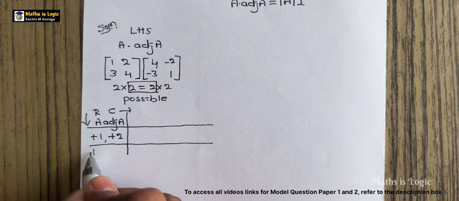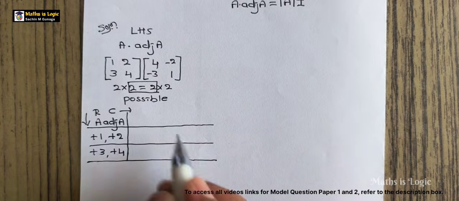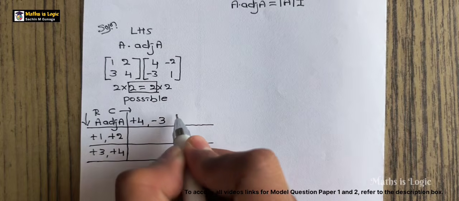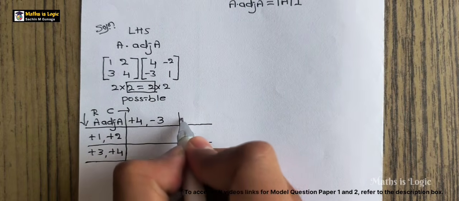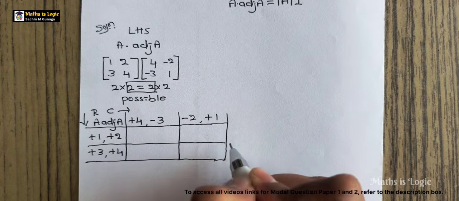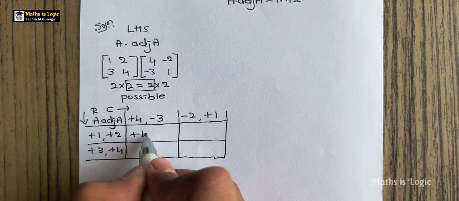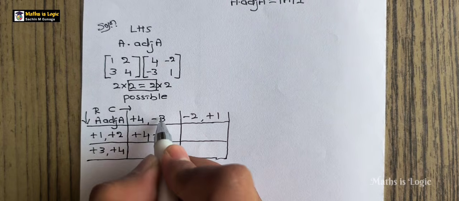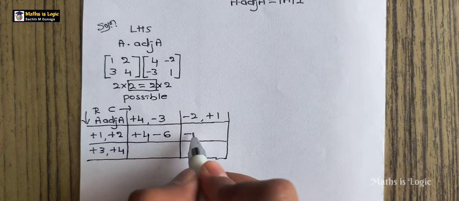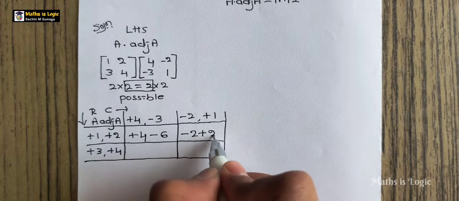Second row +3 +4. First column +4 -3. Second column -2 +1. Multiply: plus into plus, plus 1 into 4 is 4; plus into minus, minus 2 into 3 is 6, plus into minus is minus; 1 into 2 is 2, plus into plus, plus 2 into 1 is 2.